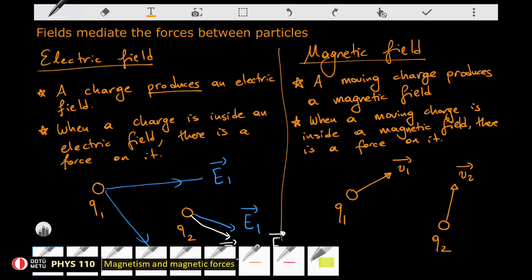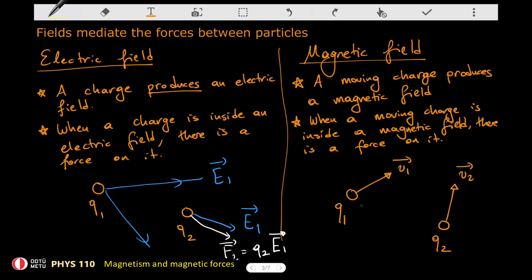So this time, let me draw the magnetic fields with a yellow color. This charge in here, Q1 charge, is going to create a magnetic field that I'm going to show with the B symbol. We are going to talk about magnetic field lines later on. So in any case, it's going to produce a magnetic field, and the second charge, when it is placed inside a magnetic field, let's say that the field at that location is like that. In that case, depending on the value of that magnetic field, there's a magnetic force applied on it.